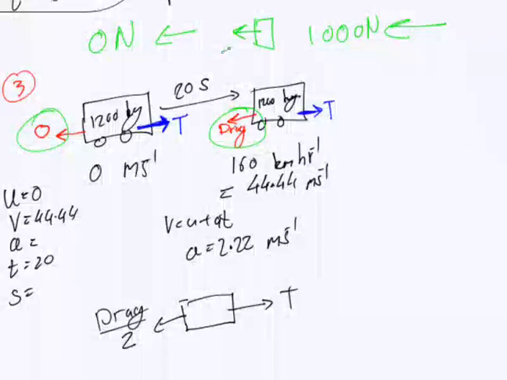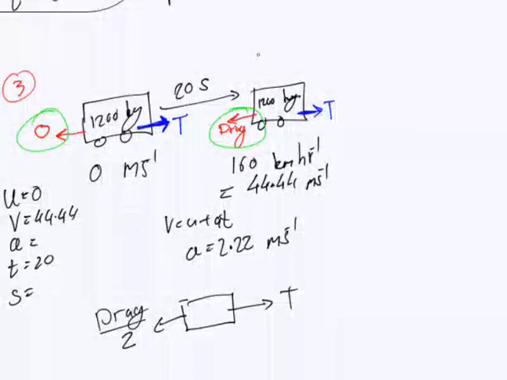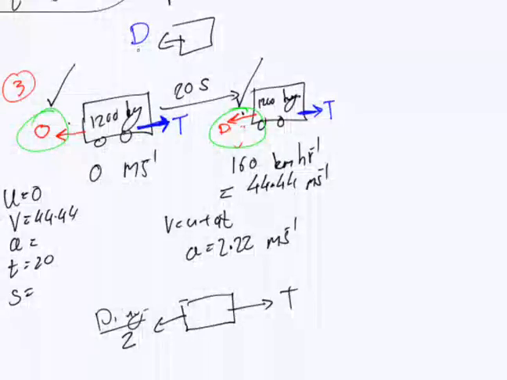A 1200 kilogram car will accelerate to its top speed of 160 over 20 seconds. What is the drag force? Okay, 1200, 160, 20. There's my car, and it'll go from 0 meters per second to 160 kilometers per hour. Its mass is 1200 and the time is 20 seconds.